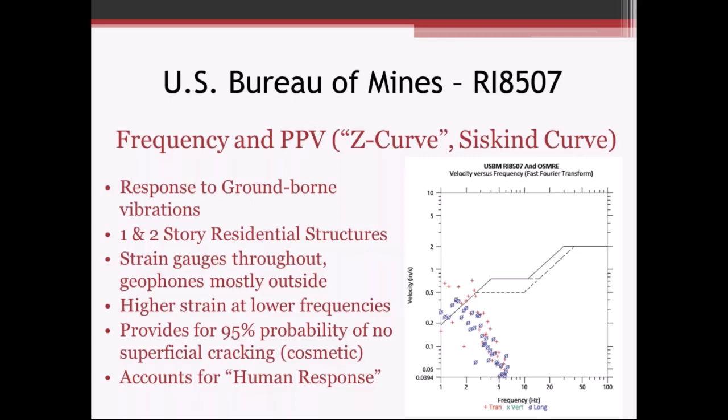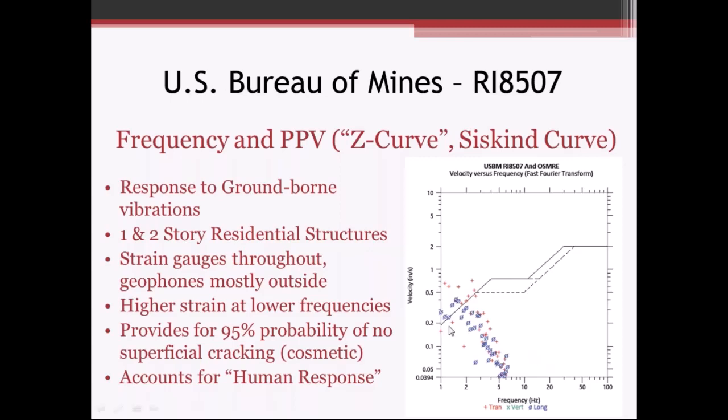And they noticed that there was much higher strain in the structure at lower frequencies. So that's why we see that stair step. That's why the threshold levels are a function of frequency. At higher frequencies, you get lower strains, so you're allowed higher peak particle velocities.